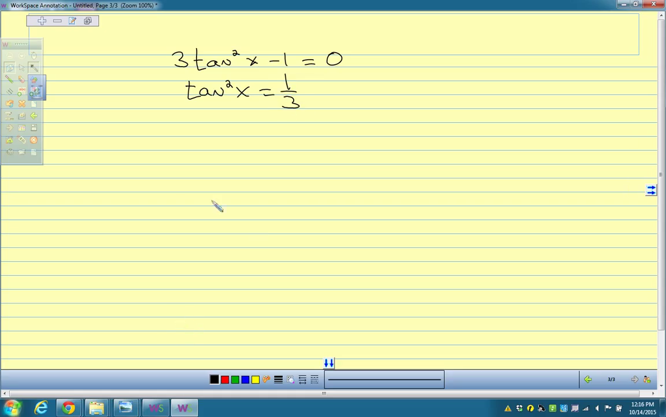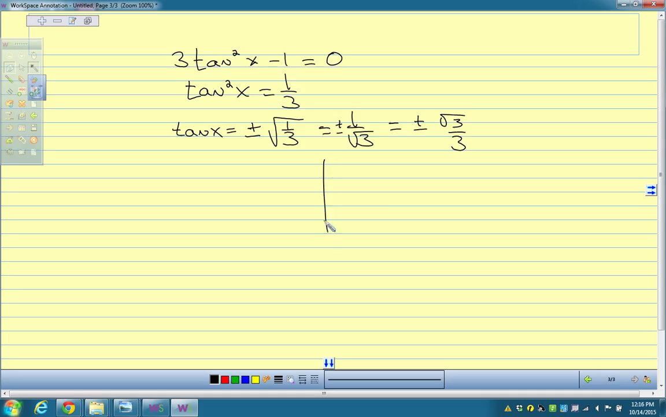Now, how do I get rid of this squared? Square root. So I get that tangent of x is equal to plus or minus the square root of 1/3. It's important that you have a plus or minus, because if I square negative square root of 1/3, I get 1/3, and the same for positive. This is equal to plus or minus 1 over root of 3, which rationalizes to square root of 3 over 3.